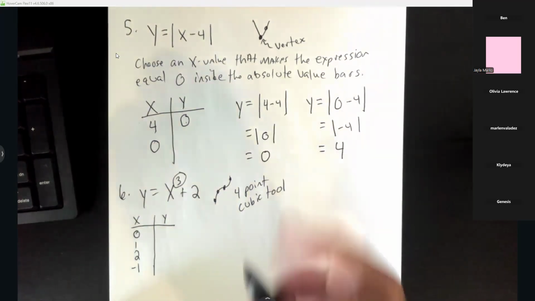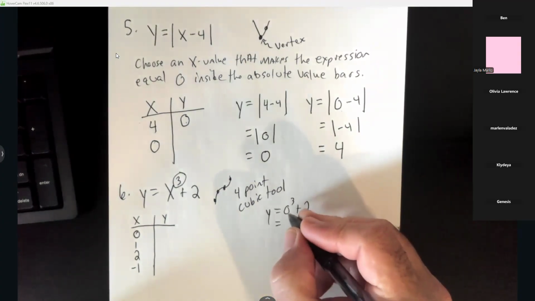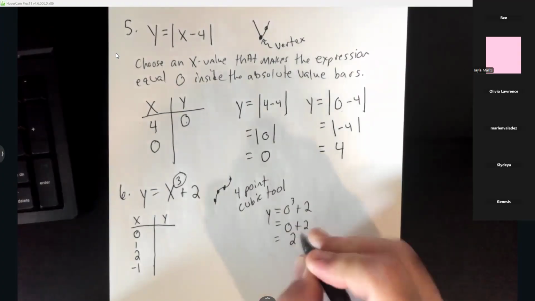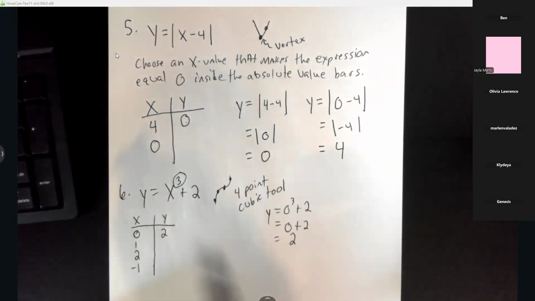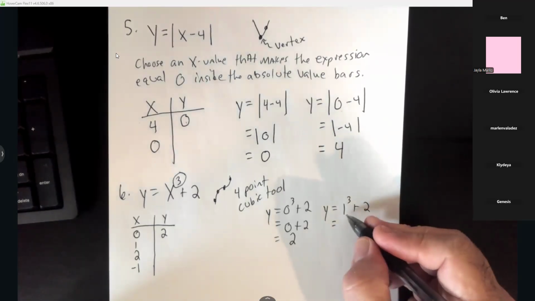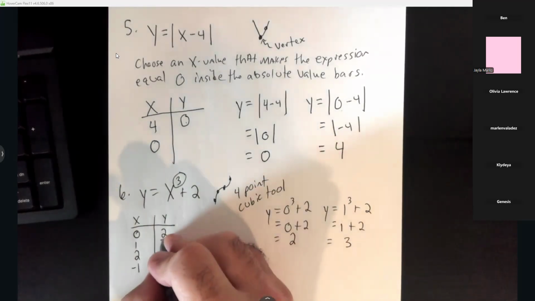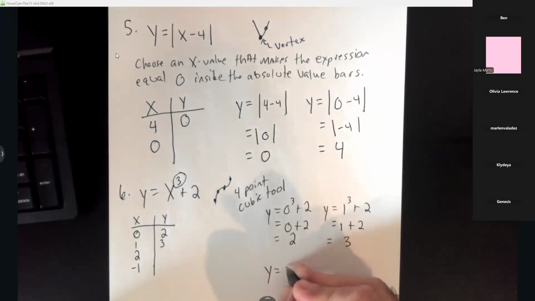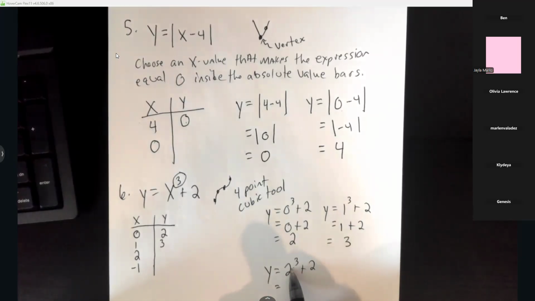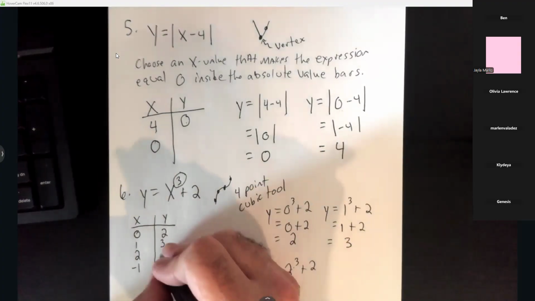So for this one, I would put a 0 in. Well, 0 cubed is 0 times 0 times 0, which is 0 plus 2, and 0 plus 2 is a 2. Then I'd put a 1 in there. So 1 times 1 times 1 is 1 plus 2, which gives me 3. All right, y equals 2 cubed plus 2. Well, y'all, 2 times 2 is 4, times 2 is 8. Hamza, what you got? 10, perfect. So that'd give me a 10.